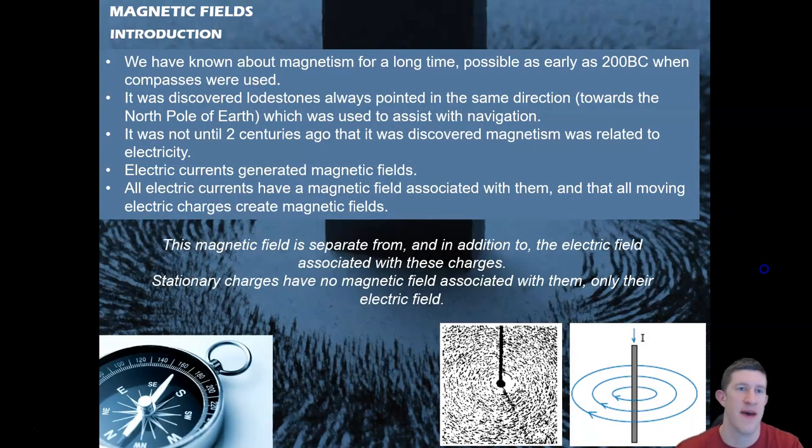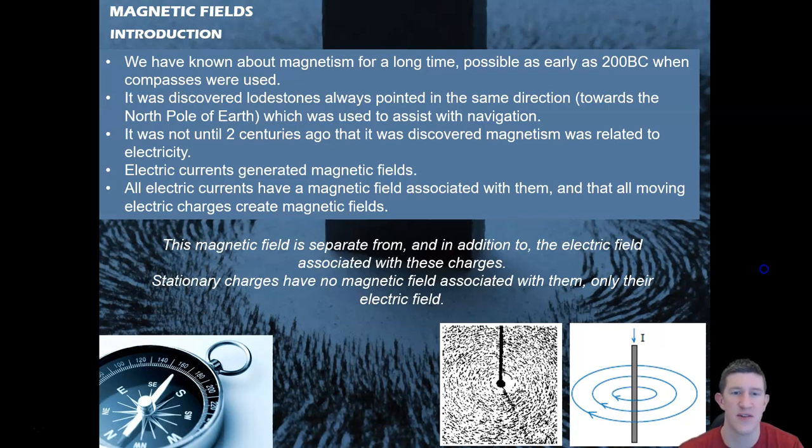So some background about magnetic fields. We've known about them for a long time. We've used compasses as early as 200 BC. And a long time ago, we used lodestones, which always pointed in the same direction. We later discovered that this was the North Pole of Earth, but these were previously used as navigational tools.